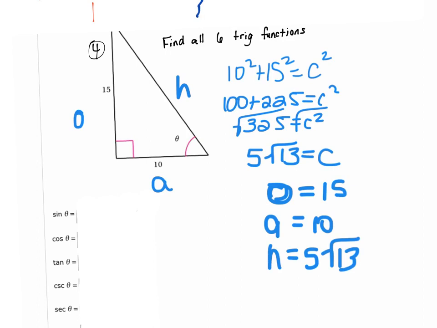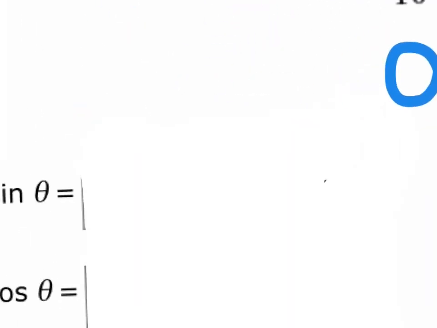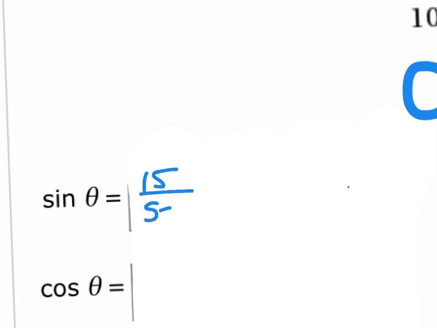So sine is whatever over what? Come on, guys. Sine is whatever over what? In this case, with what we have, what is sine? Opposite over hypotenuse. What's the opposite? 15 over 5 root 13, yes? Okay, simplify first. Anything go into 15 and 5? 5 goes into 5 once, 5 goes in here. So this would be 3 root 13 over 13.